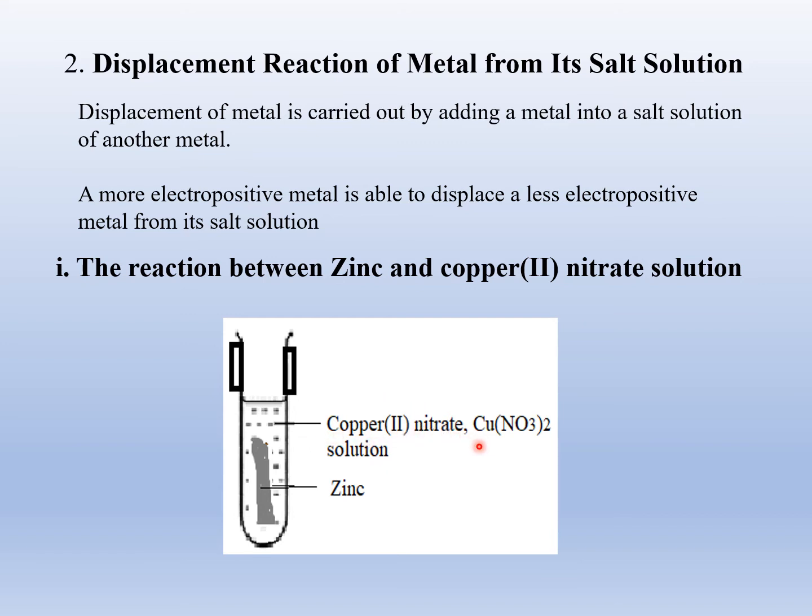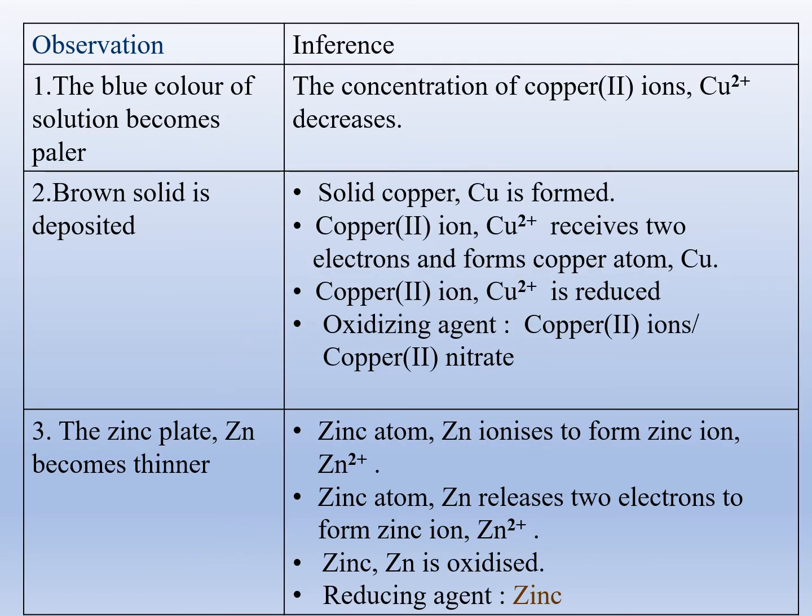So I think you should imagine what is the color of copper nitrate solution. Yes, right, blue color. So when we put zinc, which is gray color, into copper nitrate solution, something will occur. Let us see afterwards. The blue color of the copper nitrate solution will become paler because the concentration of Cu2 plus is decreased. Brown solid is deposited because that brown solid actually is copper. The copper will be formed.